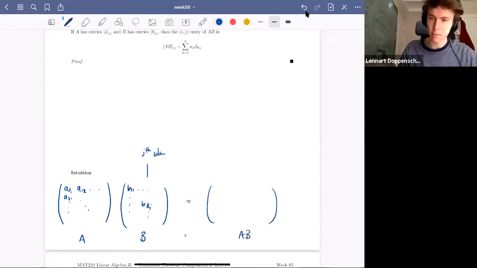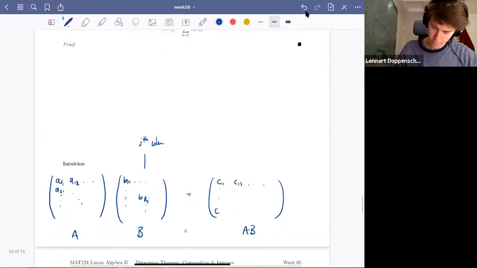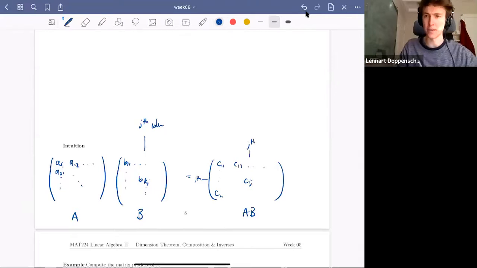Then the resulting matrix, which we're going to denote by AB, is supposed to be a matrix again with elements. Let me just denote them by C. So this is going to be C11, C12, and so on. I'm going to fill this in later. And so the question is, what are those elements? How does the ij element, in the ith row and the jth column, depend on the elements in A and B?